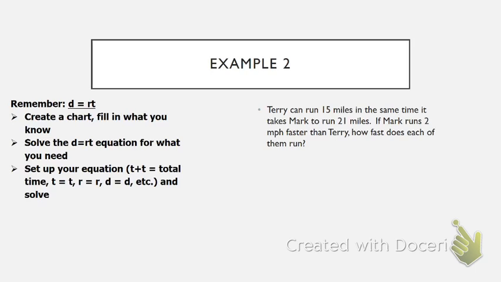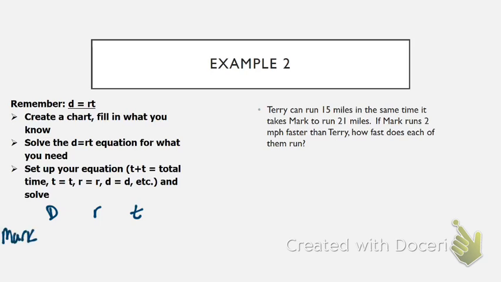Okay, so this one's a little more straightforward. It's talking about two guys running. Terry can run 15 miles in the same time that it takes Mark to run 21 miles. If Mark runs 2 miles an hour faster than Terry, how fast does each of them run? So again, I have my distance, rate, and time. I've got two guys here.